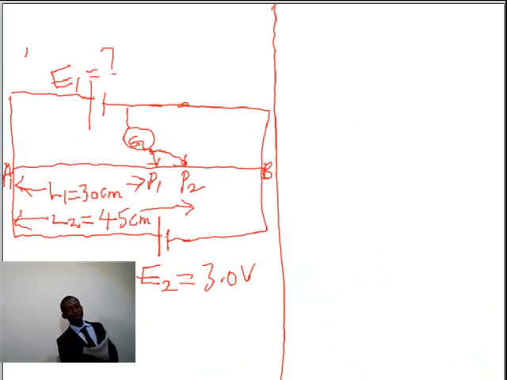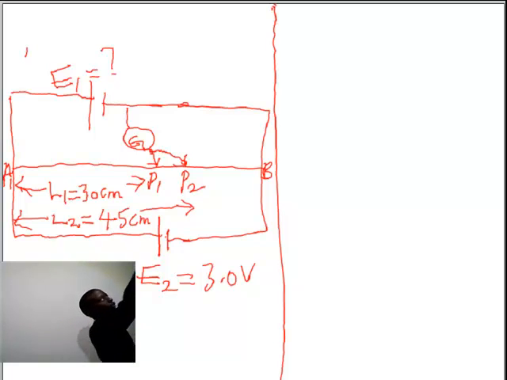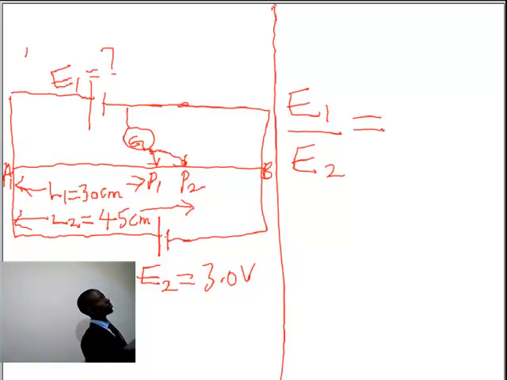The circuit diagram of example 2b is shown on this slide. Since a potentiometer can be used to compare the EMFs of two cells, from this circuit diagram, the ratio of the first EMF, which is E1, and the second EMF, which is E2, is equal to the ratio of their lengths at the balance point, which is L1 divided by L2.